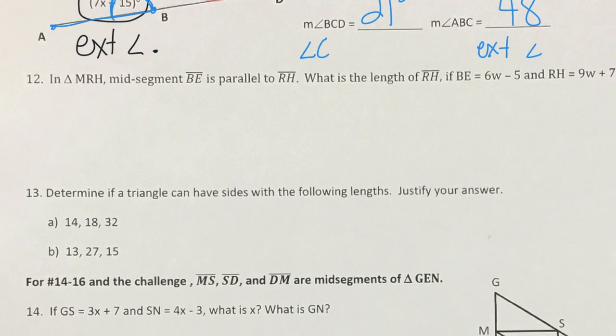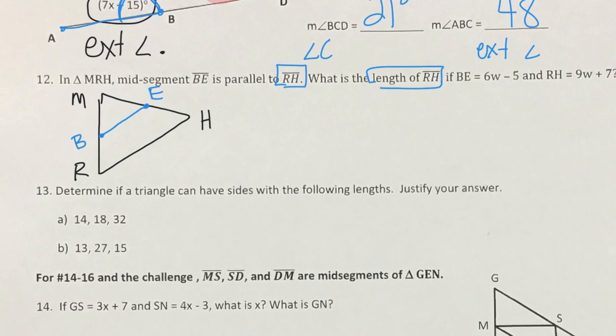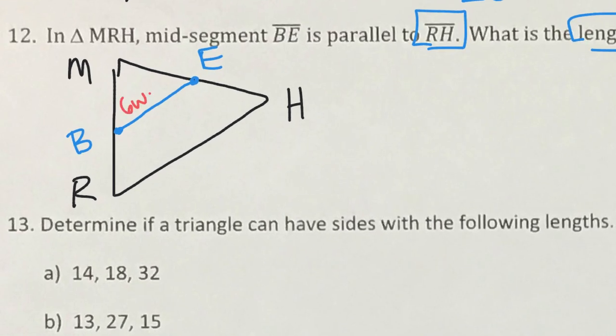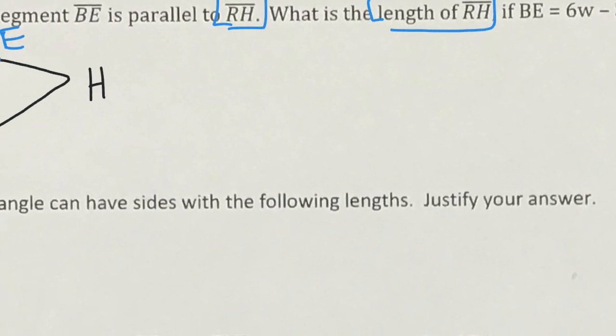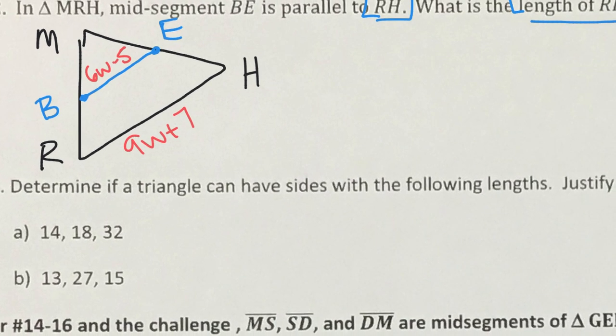Okay, number 12, triangle MRH has midsegment BE parallel to RH. Let's draw that for a second. And this is what it looks like. What is the length of RH if BE is 6W minus 5? So let's plug that in here, 6W minus 5. And RH has an equation of 9W plus 7. So 9W plus 7 is not the length of RH, that's the equation for RH. Now we need to solve for W and then plug it back in.